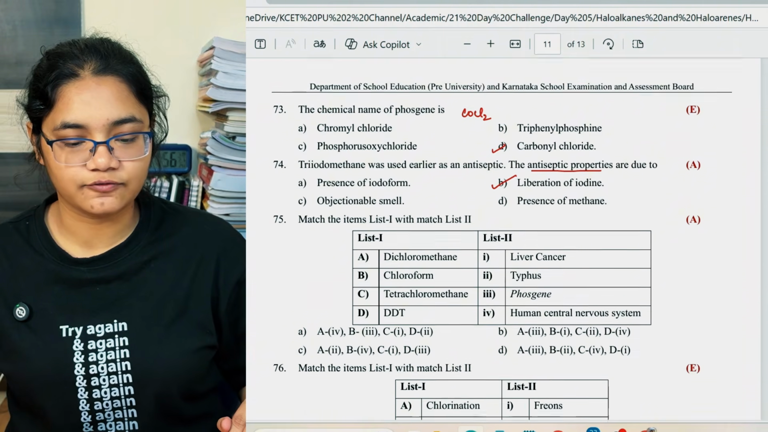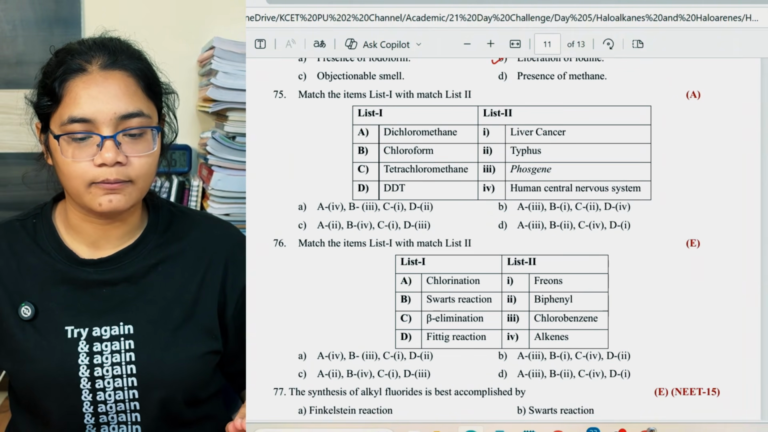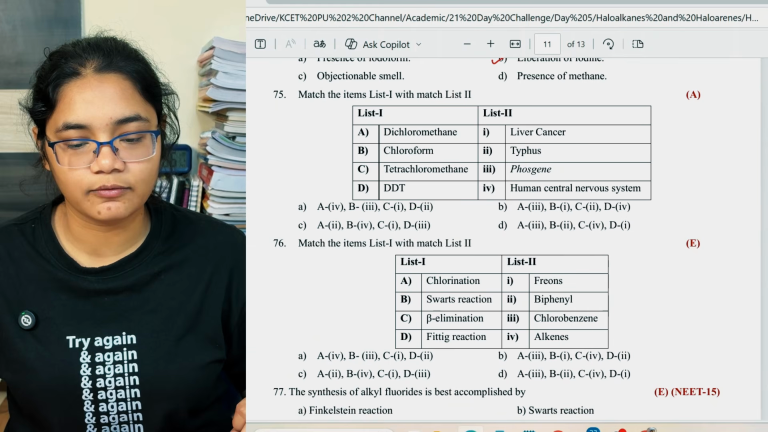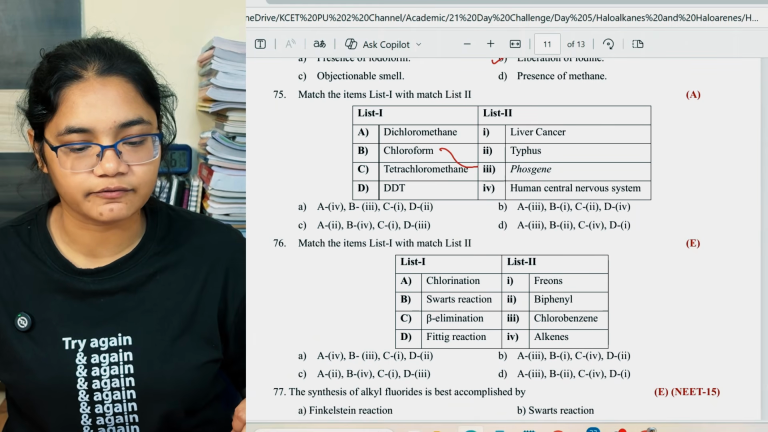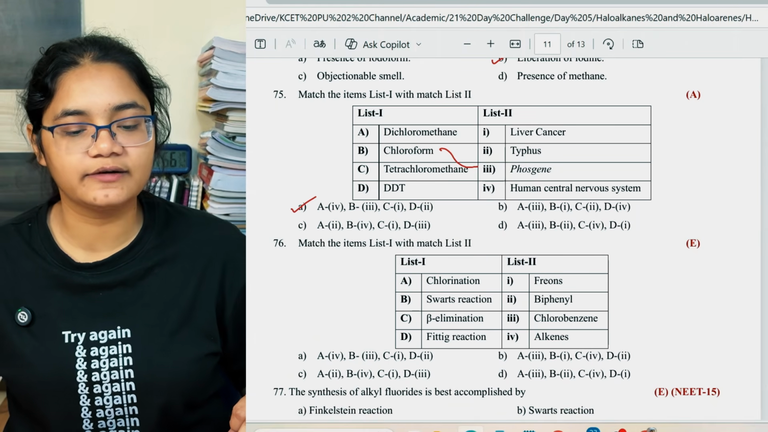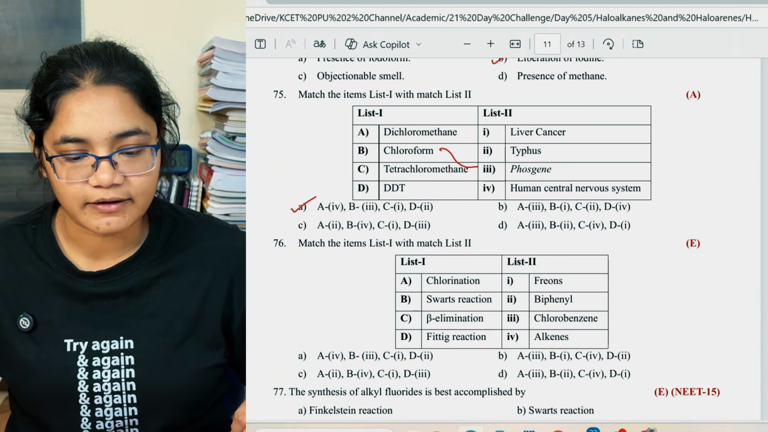And next is match the following. Dichloromethane, you have given chloroform. Chloroform will form phosgene. So I know B3 is very sure. And I have only one option with that. So A will be the correct answer. You can see now other thing.